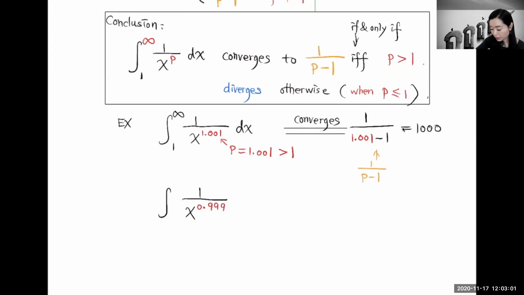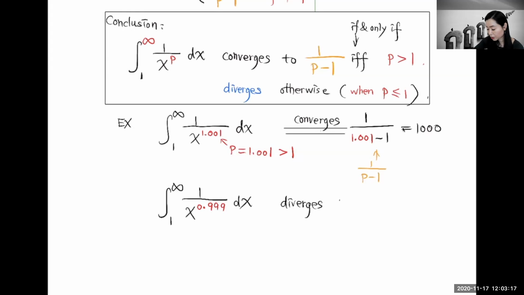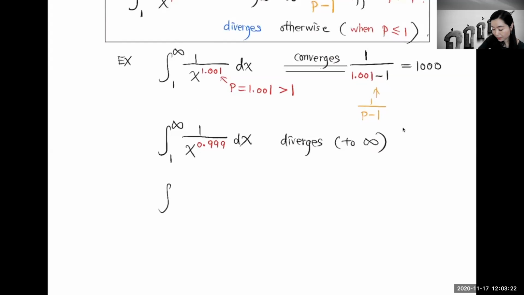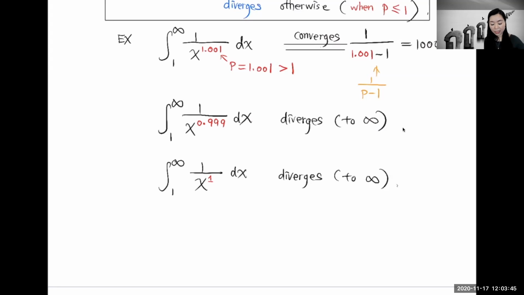Now this one, 1 over x to the 0.999, and x goes from 1 to infinity. Convergent or divergent? Divergent. Yeah, it's going to be divergent, and it actually diverges to infinity. What about this one? 1 over x, but then it's to the first power, right? x goes from 1 to infinity. Convergent or divergent? Divergent. So it actually also diverges to infinity. Okay, so that's improper integrals of type 1.